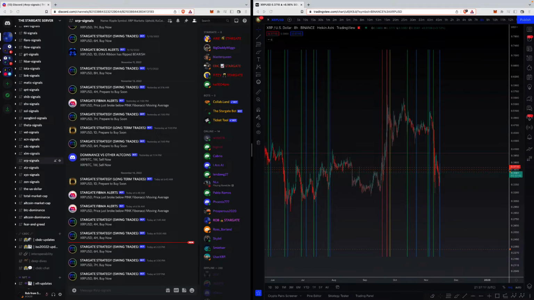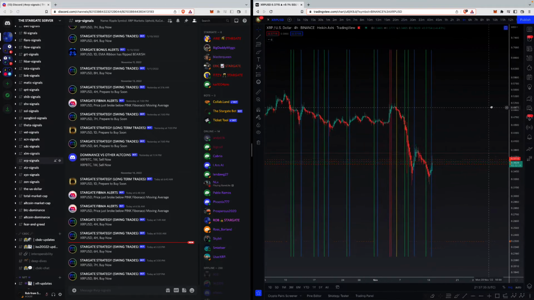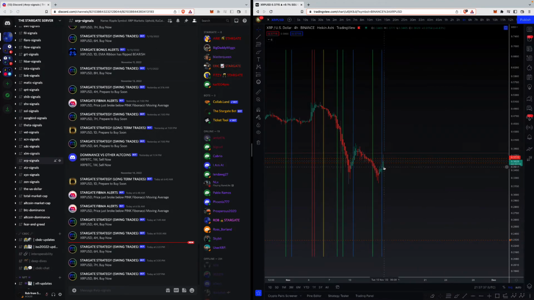So let me pull this up. All right, so this is how you would follow it. So we see here today at 11 a.m. the 4-hour buy now signal flash. So if I go to the 4-hour chart, we can see that happened by this vertical blue line. So that was at 11 a.m. We got the vertical blue line. That was the buy now signal. This automatically sent that alert into the XRP signals chat. And then bam, that's what you see.